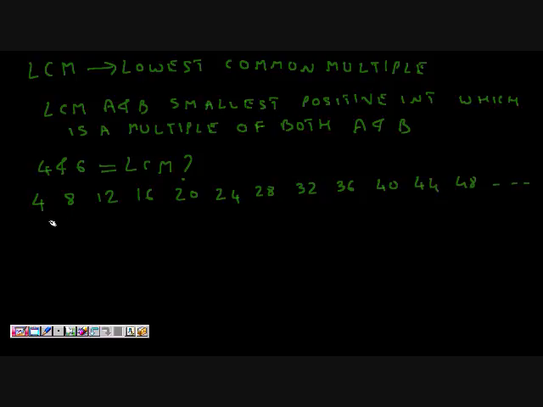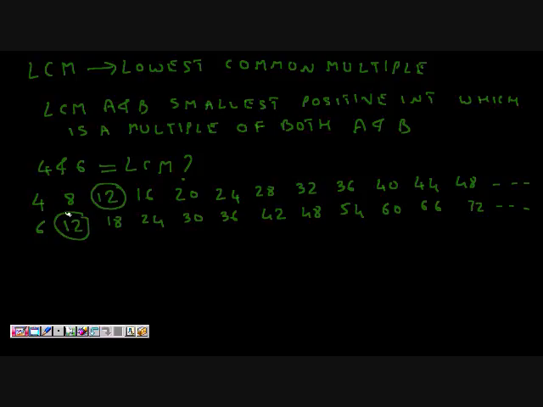Similarly, the multiples of 6 are 6, 12, 18, 24, 30, 36, 42, 48, 54, 60, 66, 72, and so forth. Now, as you can see, the first common number between these two series is 12. 12 is a common number because it exists in the multiples of 4 and the multiples of 6. Similarly, 24 is the next number, then 36, then 48, and so on.